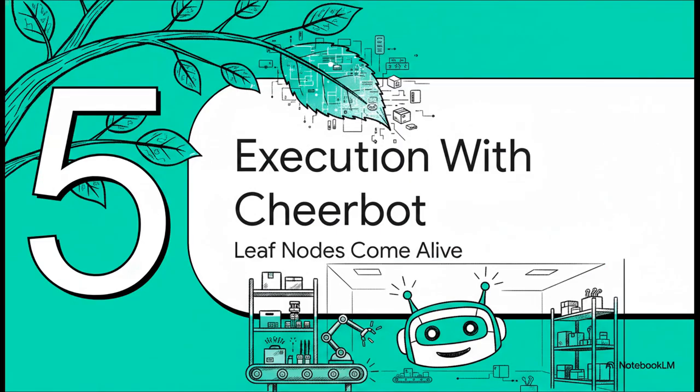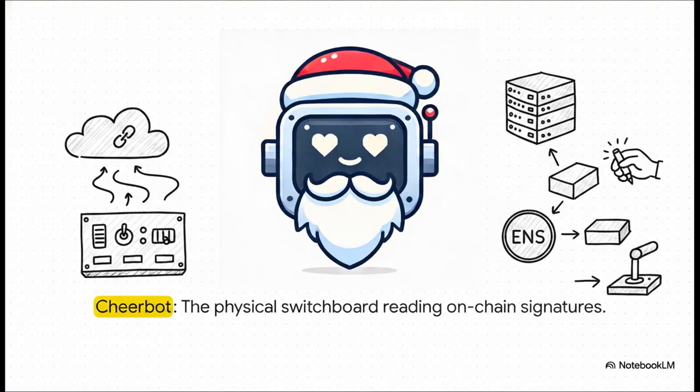Which brings us to our final stop, Section 5, Physical Execution with Cheerbot, where the leaf nodes finally come alive. This is the exact moment the digital and physical worlds collide. Meet Cheerbot. The sources describe it as a free and open-source alternative to an Amazon Echo. It's this single-board, collectible server that honestly looks pretty cheerful and unassuming sitting on a desk. But functionally, it acts as a very serious physical switchboard. It sits there, reads the on-chain LIFO tree and those ENS signatures we just covered, and patiently waits for a verified state change to happen.